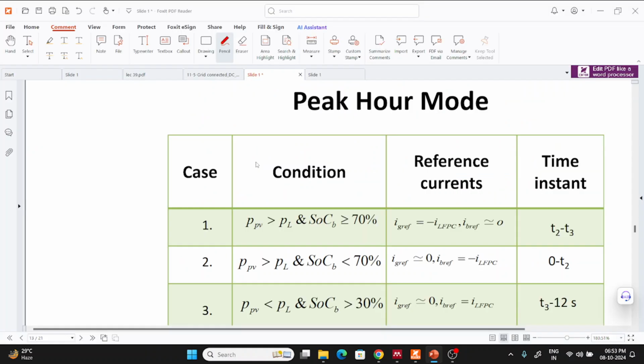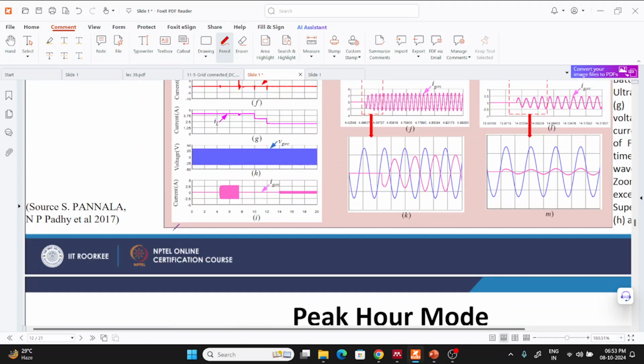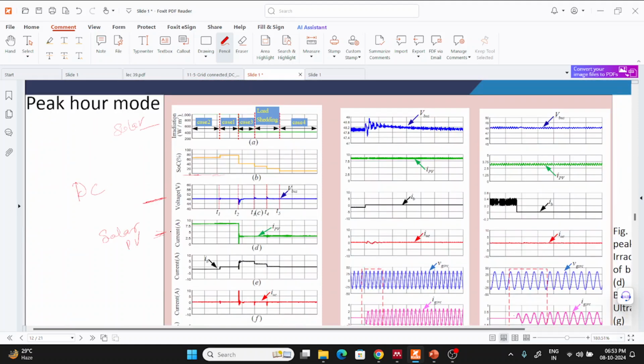So basically, I would show you here these are the cases. Case 1 is here, which is T2 to T3, and 0 to T2 is case 2. Then case 3 is T3 to 12 seconds, and T5 onward is case 4. So this will show how these are going to work.